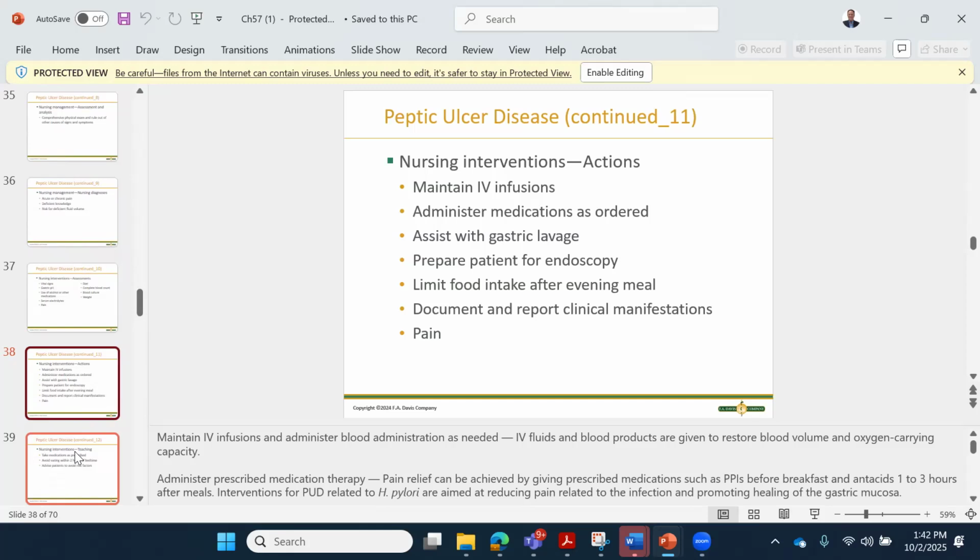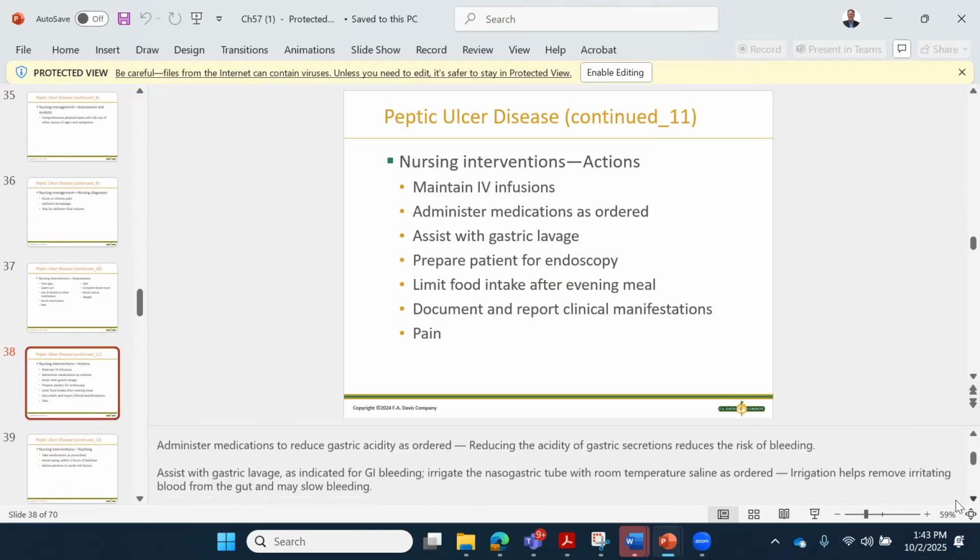These are the other nursing interventions like maintaining IV infusions. And again, if the person is at risk for hypovolemia and hypovolemic shock, they need to have at least one large bore IV. And a large bore IV is considered to be anything 18 gauge or larger. You want to make sure to be able to prepare them for an endoscopy, assist for any lavages, and to document and monitor pain and treat pain as necessary.